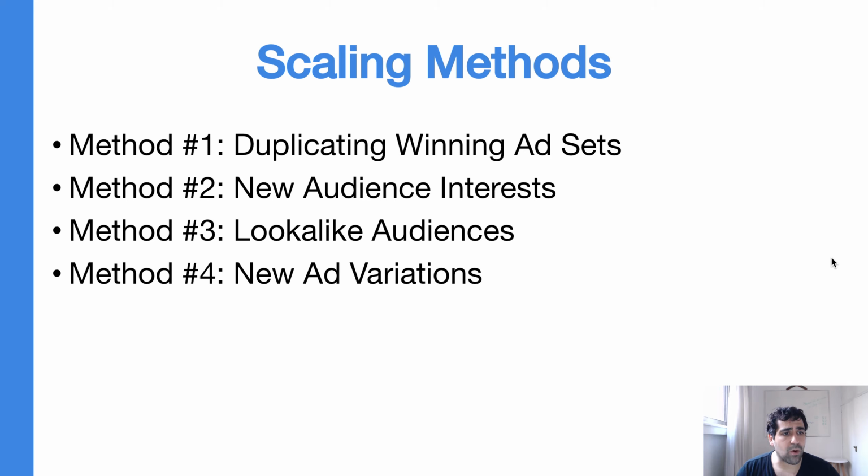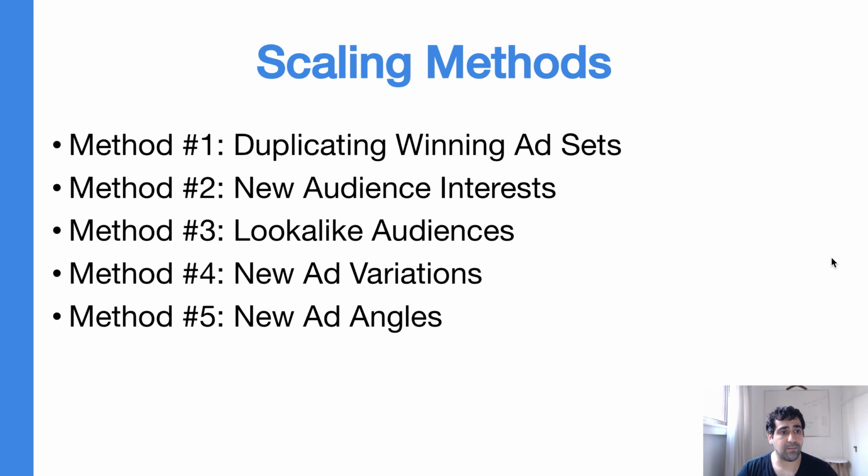Method number four is going to be creating new ad variations. So meaning you find an ad that is working, is below the KPI for you, and then when it starts drying out, maybe your cost is going up, you might want to try new ad variations so that you can refresh and have a similar ad but a new one, right?